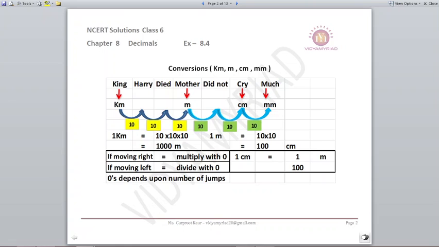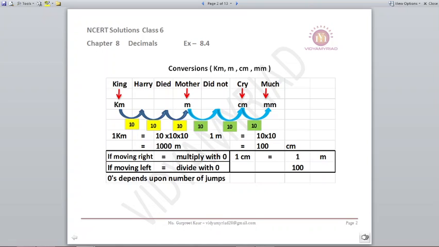The basic rule, the punch line for this, is "King Harry died, mother did not cry much." Just remember this line and you will be able to do your conversions very easily. Now I repeat, King Harry died, mother did not cry much. The first initials of the words represent K for kilometers, M for meters, C for centimeters and M for millimeters.